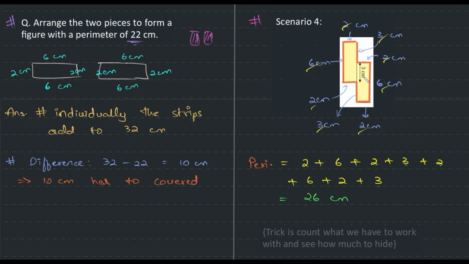What I mean by covered is something like this. Can you see this part? This is covered. 3 centimeter plus 3 centimeter, 6 centimeter is lost because of that. So I need to cover in such a way that I need to lose 10 centimeter. What can I do?